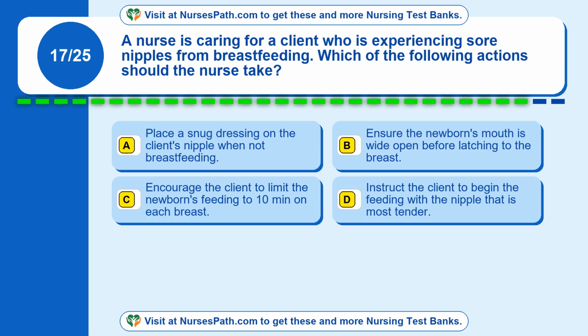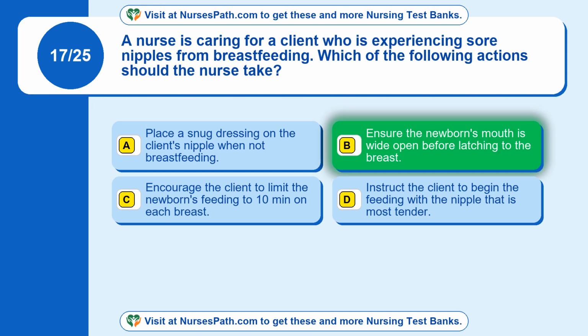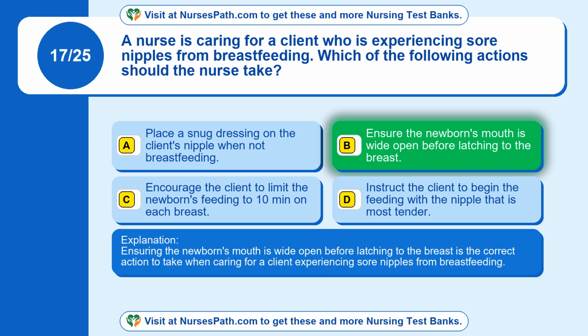Question 17. A nurse is caring for a client who is experiencing sore nipples from breastfeeding. Which of the following actions should the nurse take? Option A, place a snug dressing on the client's nipple when not breastfeeding. Option B, ensure the newborn's mouth is wide open before latching to the breast. Option C, encourage the client to limit the newborn's feeding to 10 minutes on each breast. Option D, instruct the client to begin the feeding with the nipple that is most tender. The correct answer is option B. Ensuring the newborn's mouth is wide open before latching to the breast is the correct action to take when caring for a client experiencing sore nipples from breastfeeding.